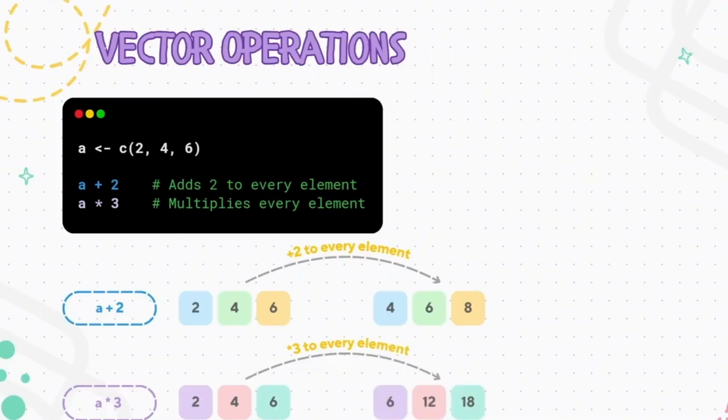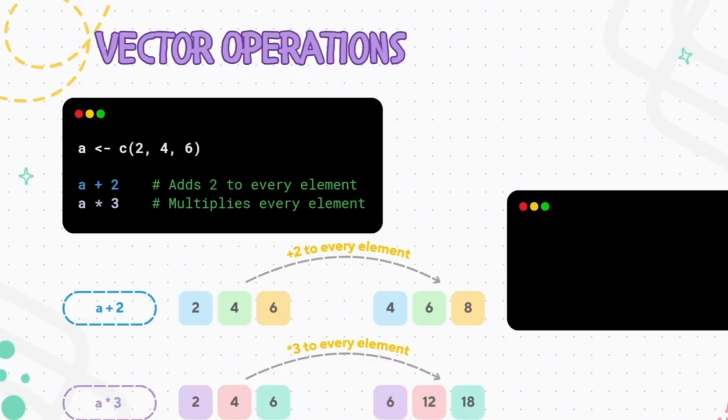Now this allows us to add and multiply all of the numbers of the vector instantly, no loops required. This feature makes R amazing for mathematical work and data analysis. And not just adding a single value to all of the elements, we can also add two separate vectors to obtain a sum of the vectors. So if I had a vector called A, which had 2, 4, 6, and B had 1, 3, 5, and I did A plus B, it would return a sum of both these vectors. So 2 plus 1 would equal 3, 4 plus 3 would equal 7, and 6 plus 5 would equal 11.